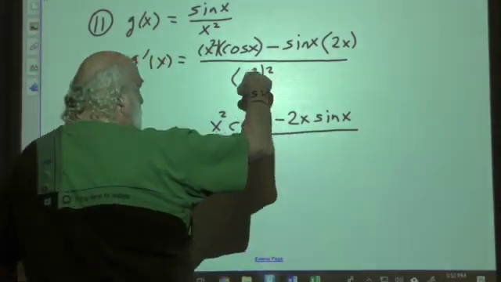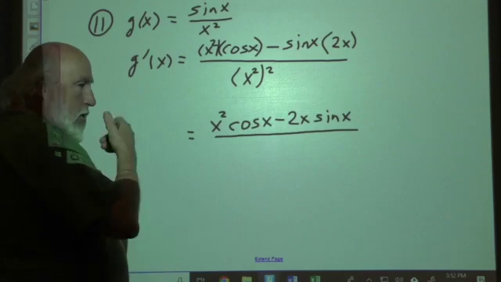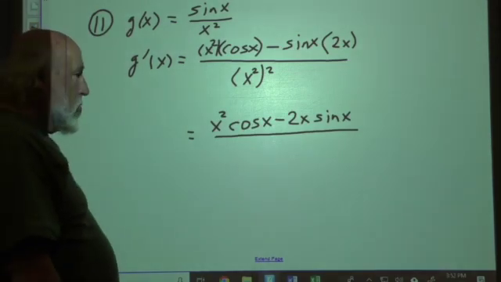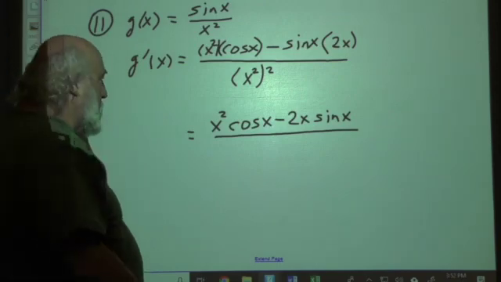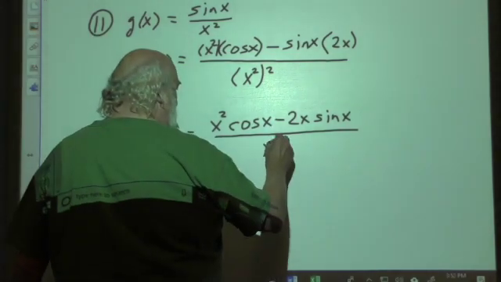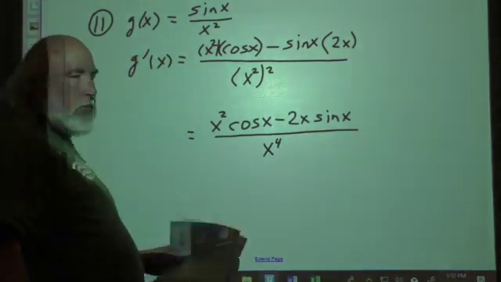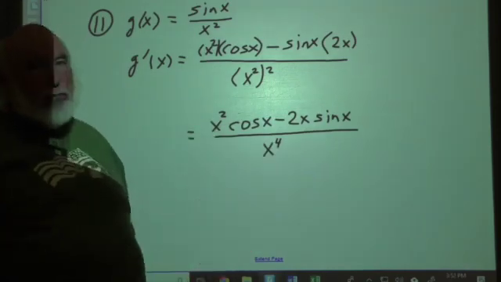And then take x squared to the second power, and if you recall from the rules of exponents, when you take the power of a power, you multiply the two exponents, and that is x to the fourth. And ladies and germs, that is your answer.